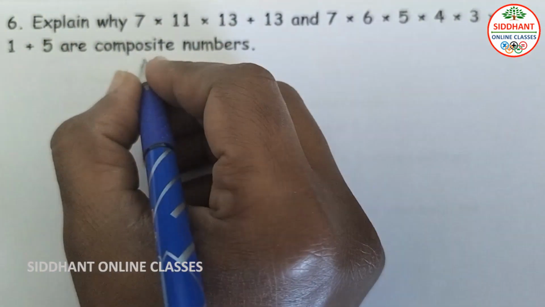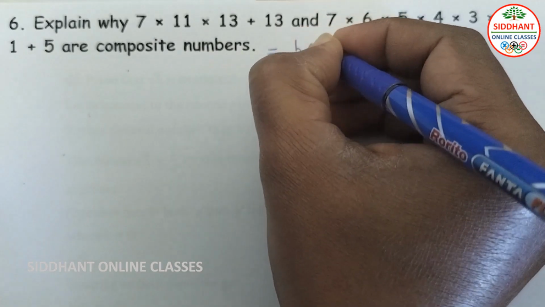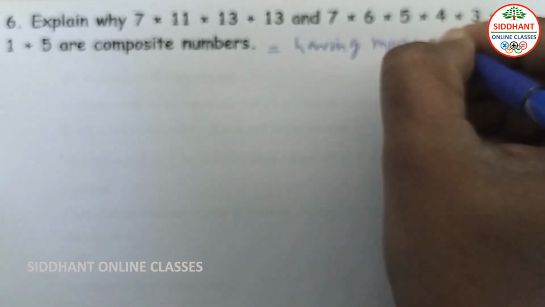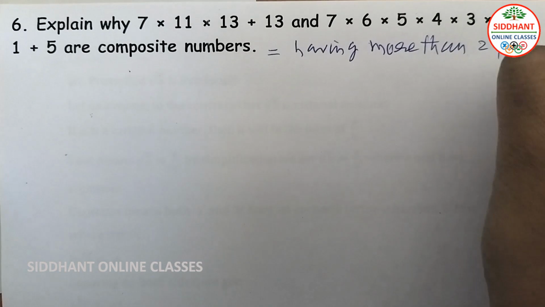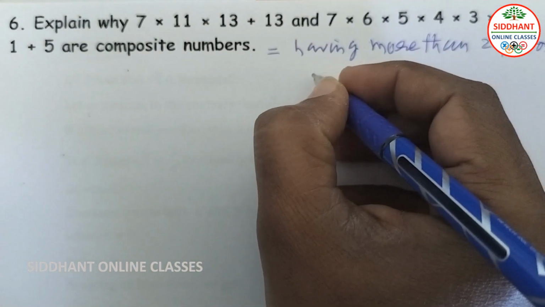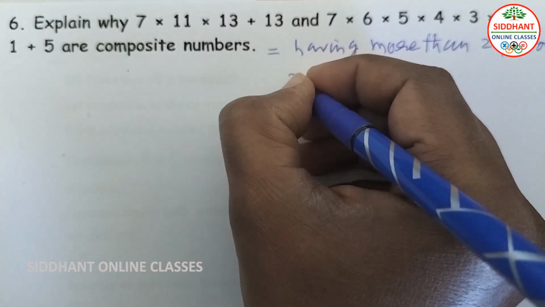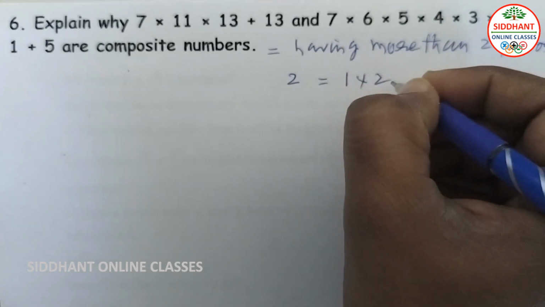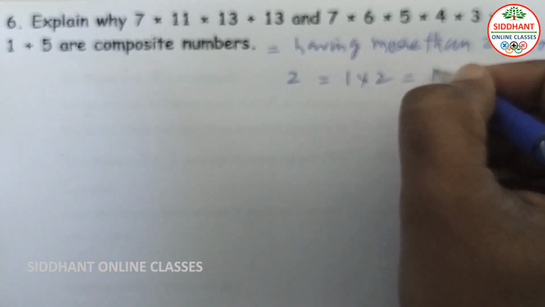So here, what do you mean by composite numbers? In the sense, composite numbers means having more than 2 factors. If you are having only 2 factors, then we say it as prime numbers. Suppose 2 is there, only 2 factors, 1 and the number itself. So these are the 2 factors, so we say it as prime number.